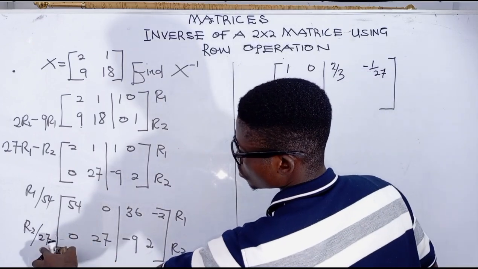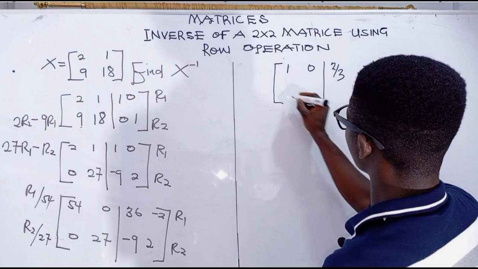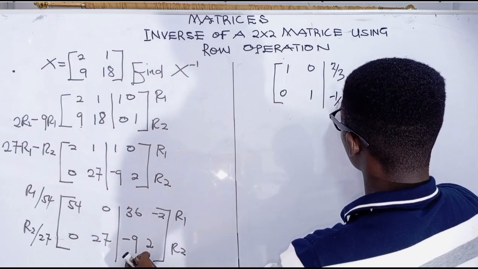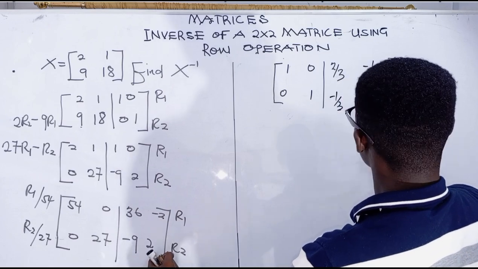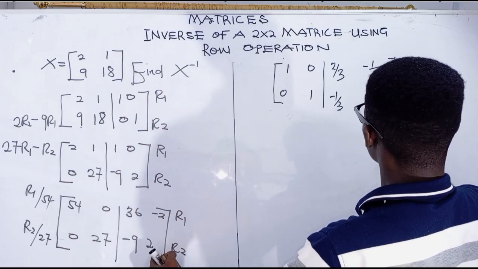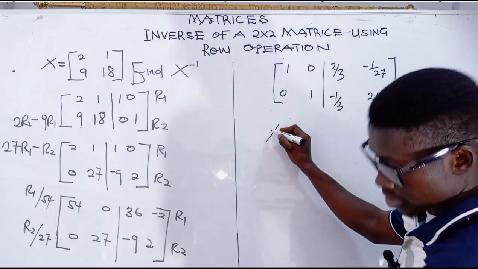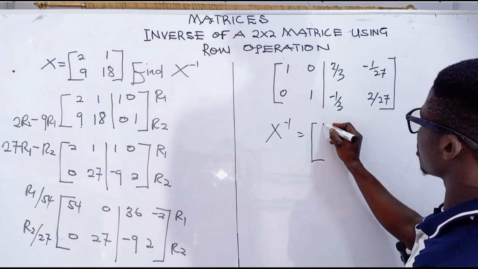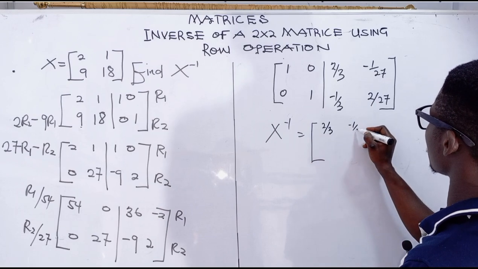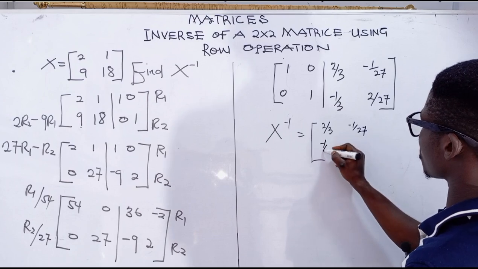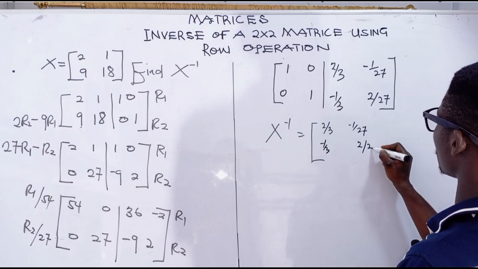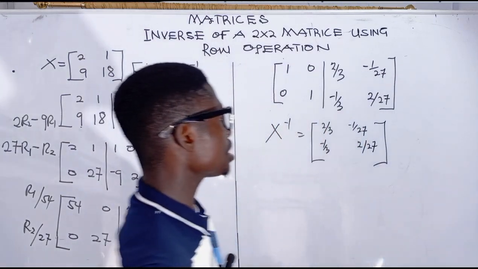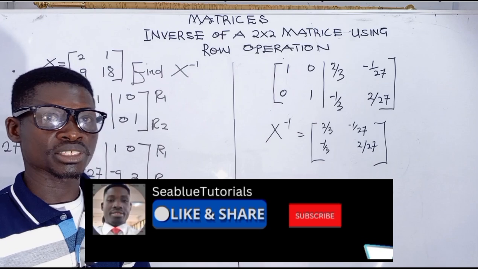Then we have R2 divided by 27. This will give us 0. This will give us 1. This will give us minus 1 over 3. This will give us 2 over 27. Therefore, the inverse of matrix X is going to be 2 over 3, minus 1 over 27, minus 1 over 3, and then 2 over 27. As easy as that. So this is how we use the row operation to find the inverse of a matrix.